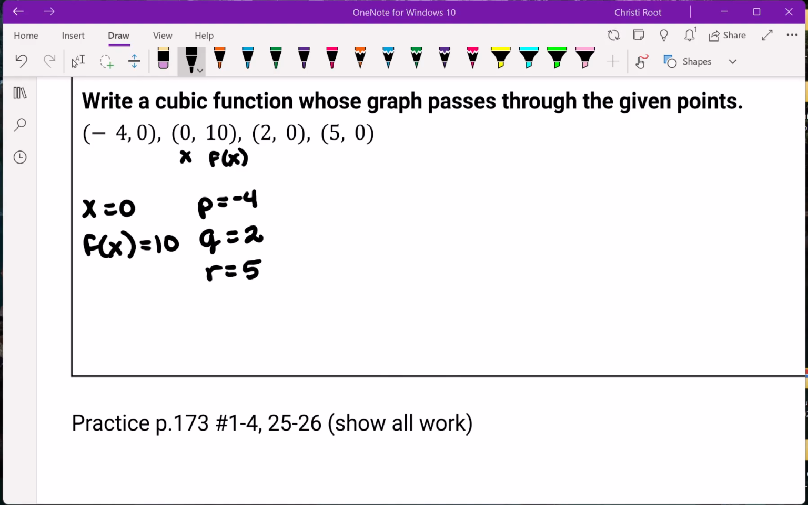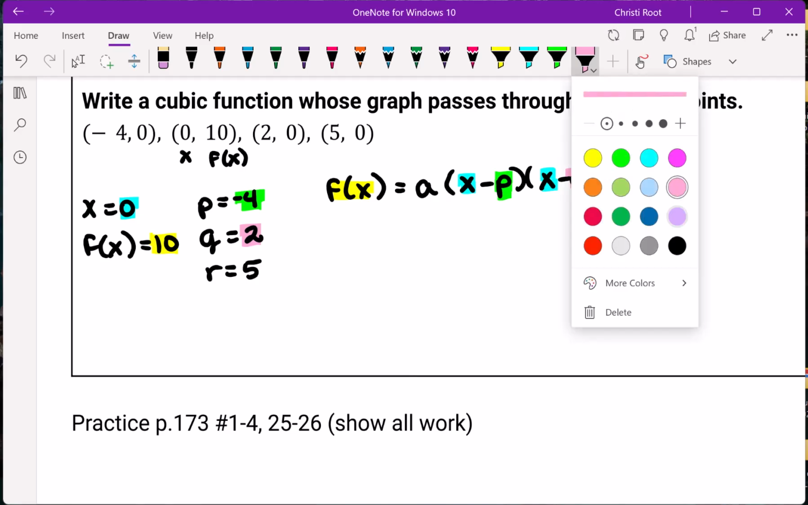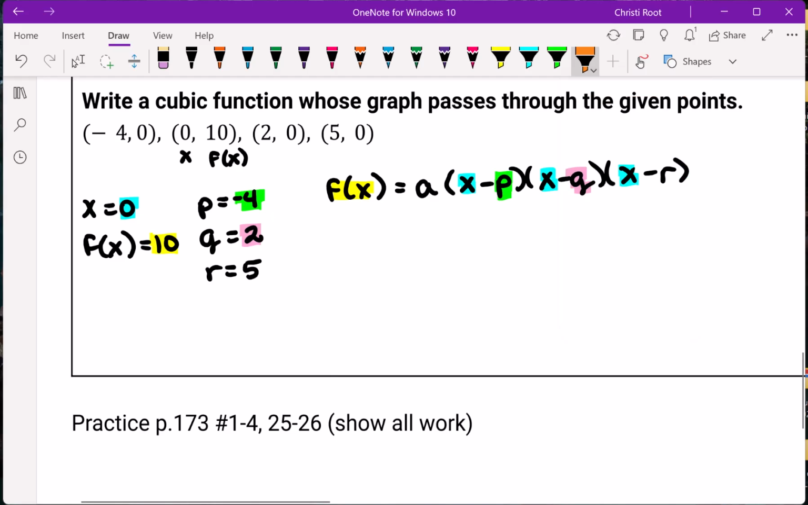We're going to start out by writing our generic intercept form. And now I'm going to color code for you. So f of x is 10, x is 0, and then p is -4, q is 2, and I need another color. Let's do orange. And then 5 is r.